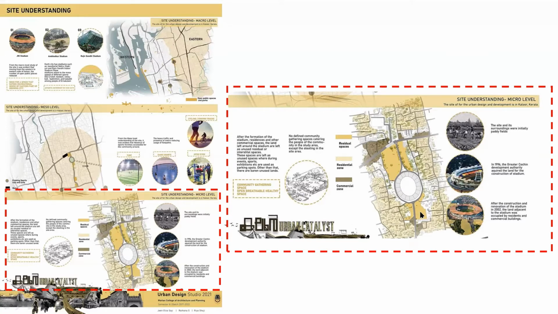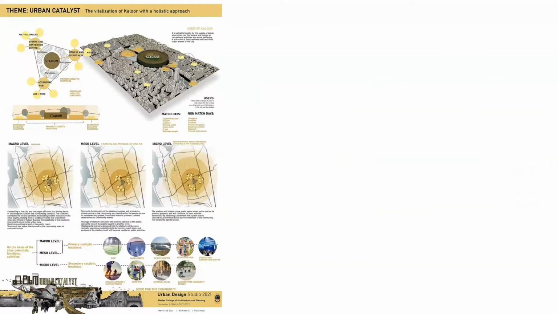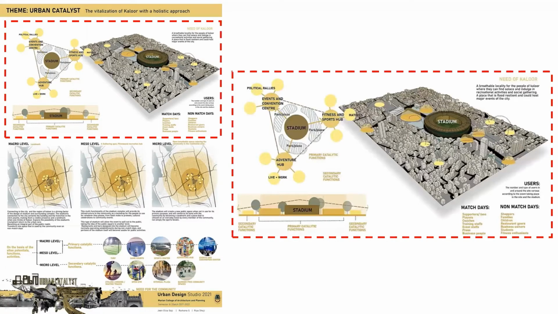The theme, Urban Catalyst: the vitalization of Kaloor with a holistic approach. Urban Catalysts are new redevelopment strategies comprised of a series of projects that drive and guide urban development. In our site, the Jawaharlal Nehru Stadium is an already existing catalytic entity of Kochi. In order to use its potential, we consider the stadium as a central catalytic entity which acts as a central magnetic core, which has the ability to attract the other primary and secondary elements introduced to the site.